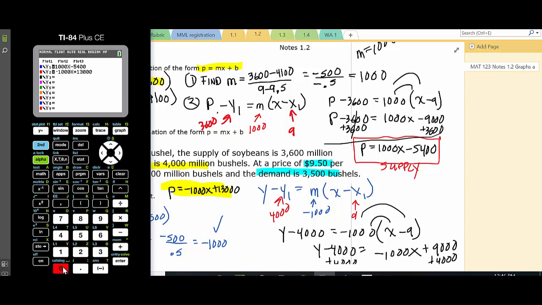Okay, so we're going to graph those two things and talk about what the equilibrium point is. Now, here's the thing. You're going to go through this all semester. You have to decide how you're going to do that window. That's one of the reasons we're trying to get the functions down as good as we are.